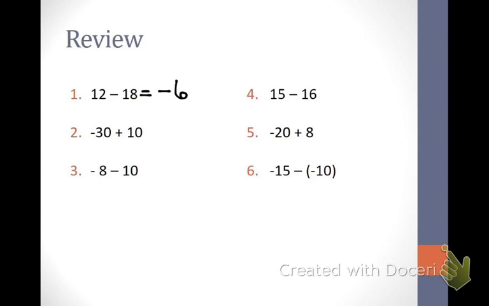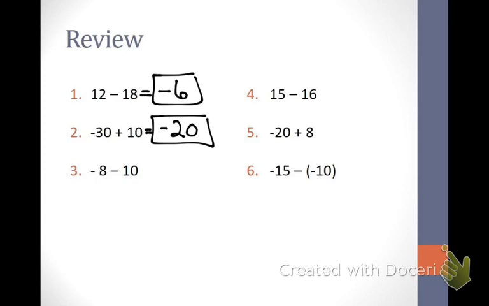Negative 30 plus 10, again, different signs. Subtract and take. Negative 20. All right, number 3, negative 8 minus 10. Now, this is where you see a subtraction sign and you might initially think, oh, I'm supposed to subtract these, and so my answer is negative 2. But what you have to remember is they're both negative. They're both trending in the same direction.